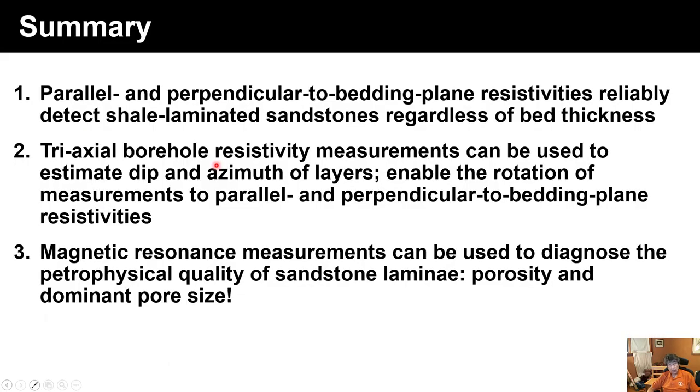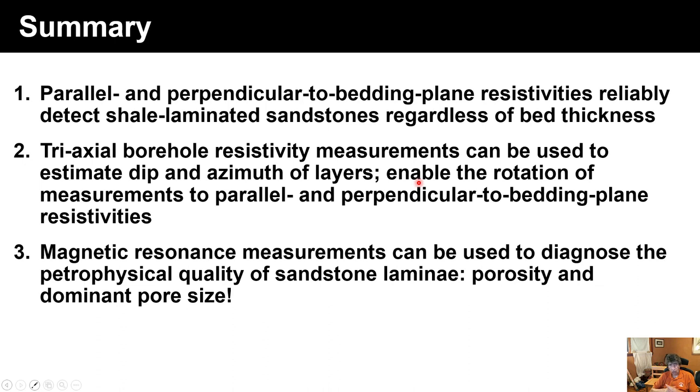And that's all, folks. Just to summarize, I have shown you that when we have these triaxial resistivity measurements, we can have access to rotated electrical resistivities. We can actually rotate the frame of reference to be aligned with the direction parallel and perpendicular to bedding plane. And when you do the rotation, that immediately gives you a very good estimate of the dip and azimuth of these layers.